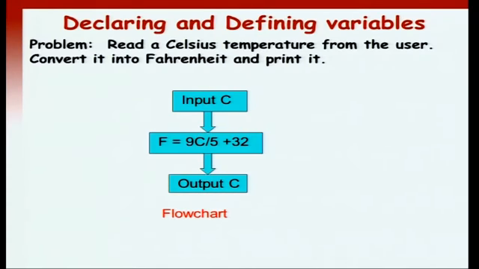We have the following program, which is very simple: read a Celsius temperature and convert it into the equivalent Fahrenheit temperature. This is something that all of you must know. So the flowchart is very simple. You have an input C, which is the current Celsius that you want to convert. Then you apply the formula F equals 9C upon 5 plus 32.